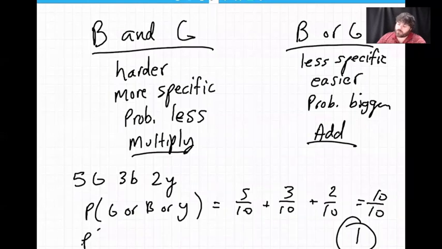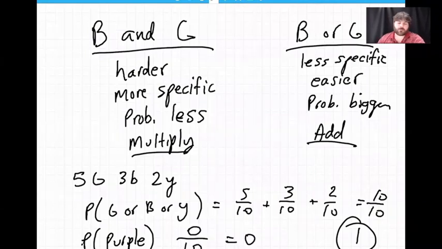Okay? What's the probability of pulling a purple? How many ways can you pull a purple out of there? There's 0 ways out of 10 ways possible. That means the probability is 0. Cannot happen. So those are some strange ones that you might see, but they still kind of go off the same idea.